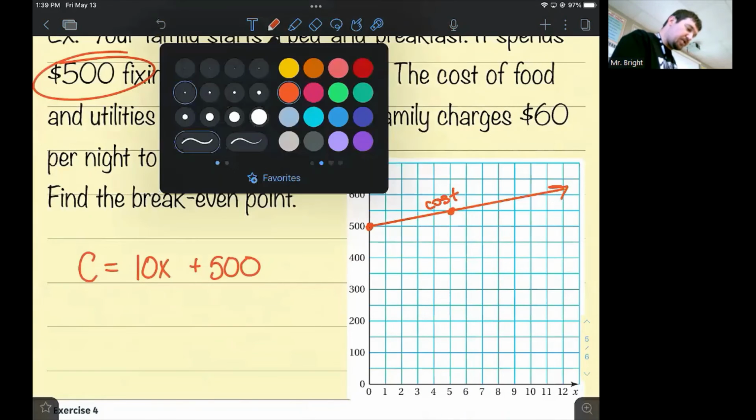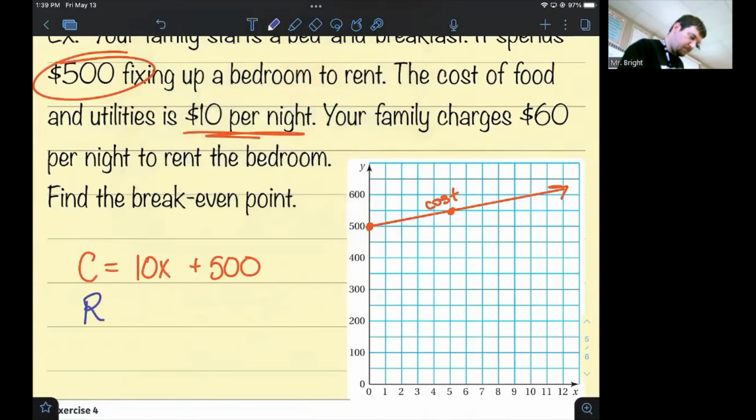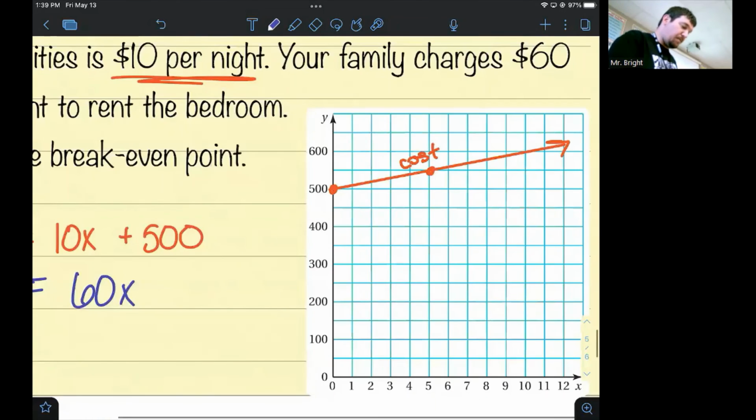My revenue equation is what? How much money am I bringing in per night? Xander? $60. $60 per night. What's my y-intercept, Xander? 0. 0. So it starts at 0. Yeah. Some companies, they don't really make a profit until the first couple of years. So I start at 0, but my slope is 60.